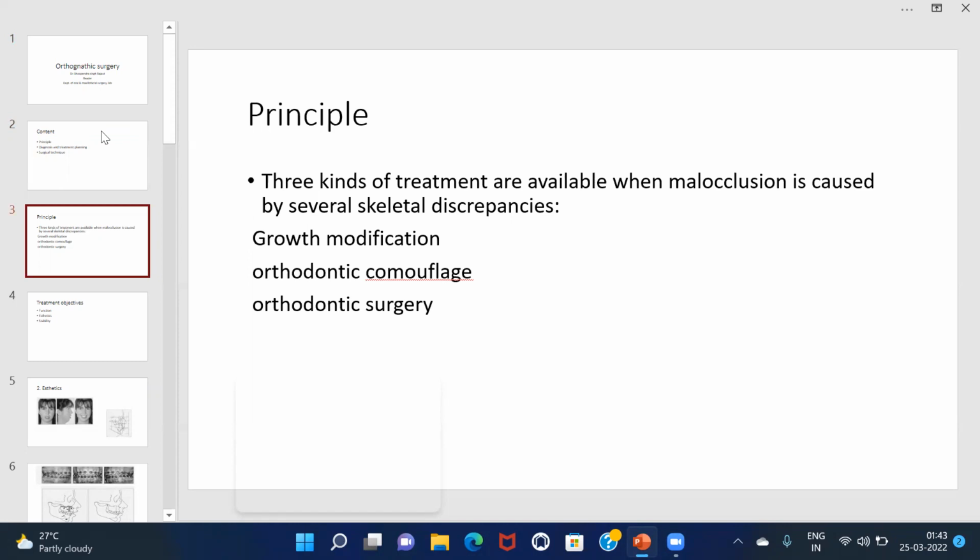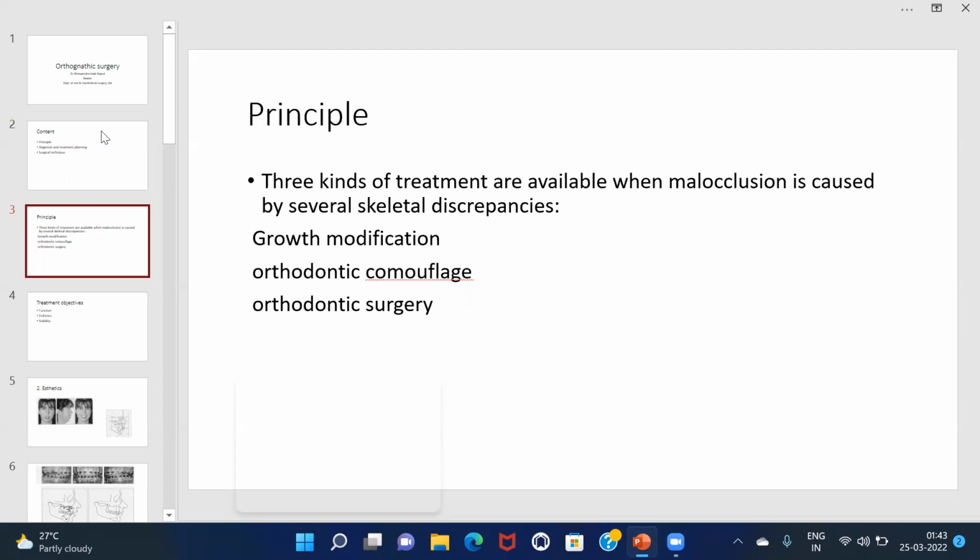There are three kinds of treatments available when malocclusion is caused by severe skeletal discrepancies. Growth modification in growing children: dentofacial orthopedics can alter the expression of growth to some extent. Orthodontic camouflage, dental compensation for skeletal deformity, not only can compromise or even impair the aesthetics but also can jeopardize the stability of the result. This option may also increase the treatment time.